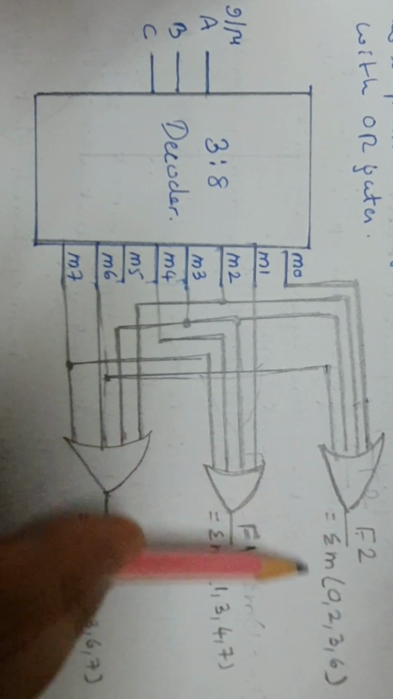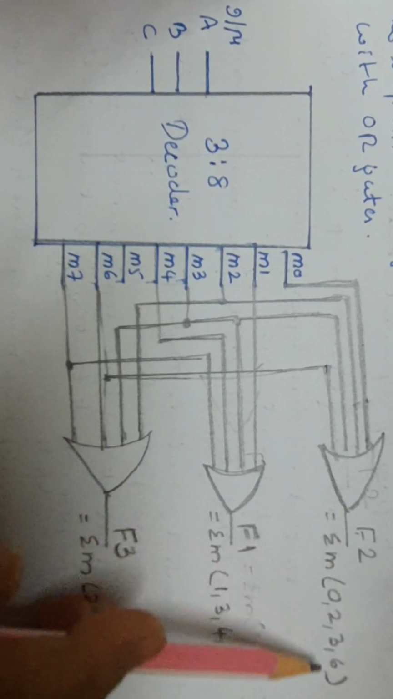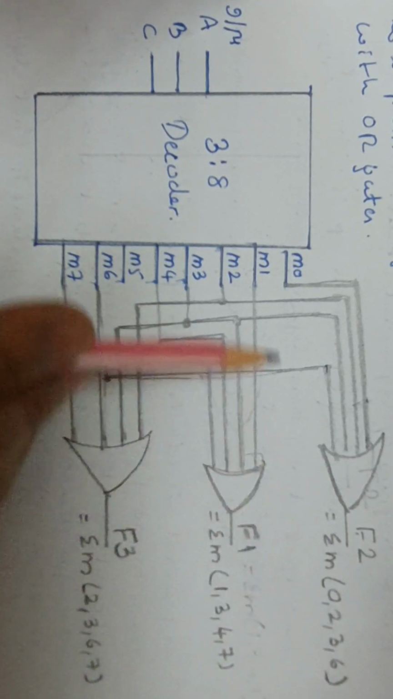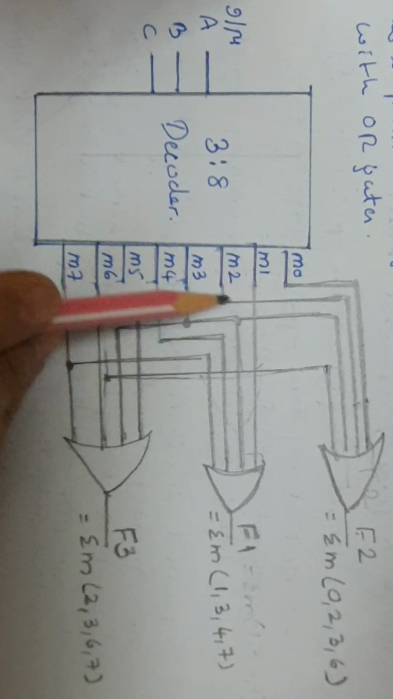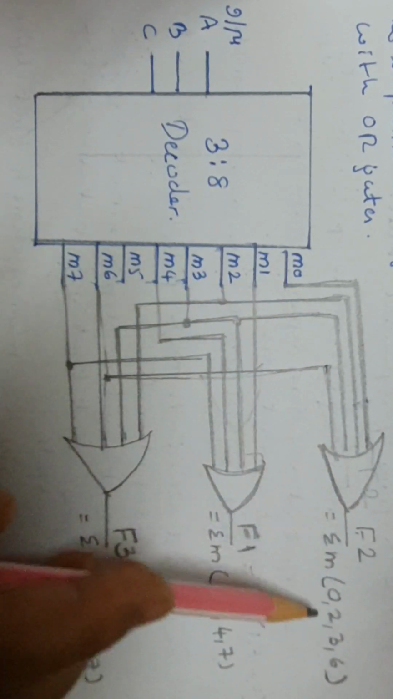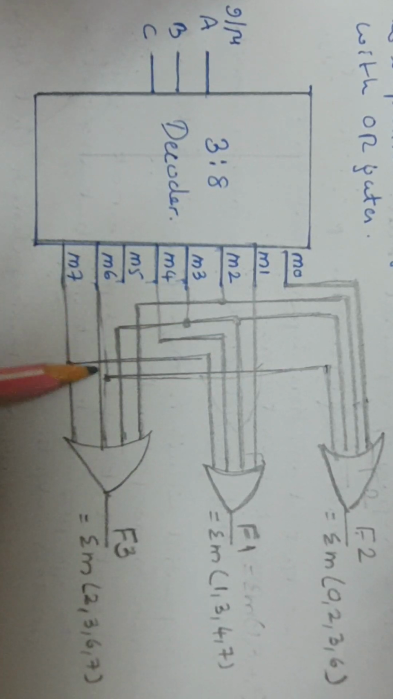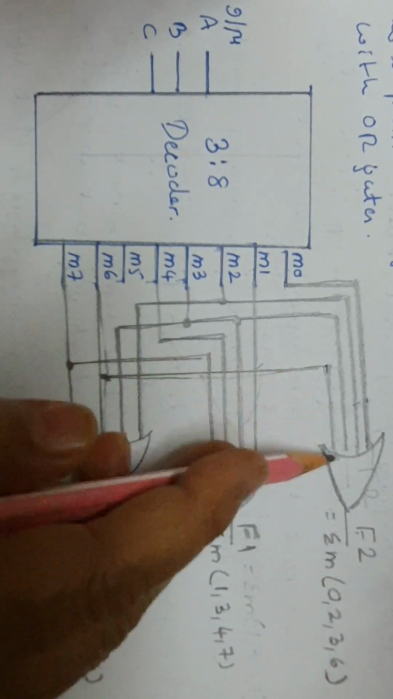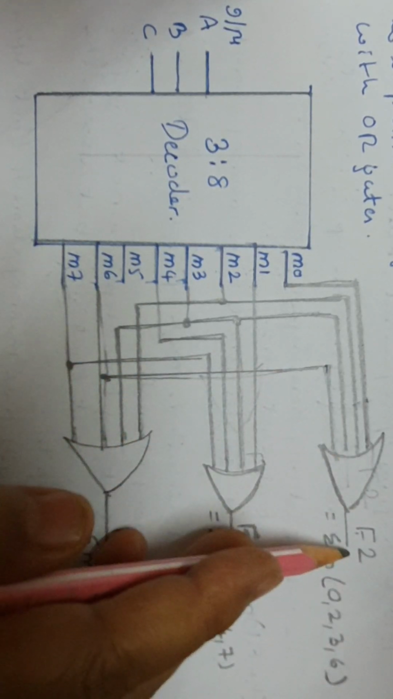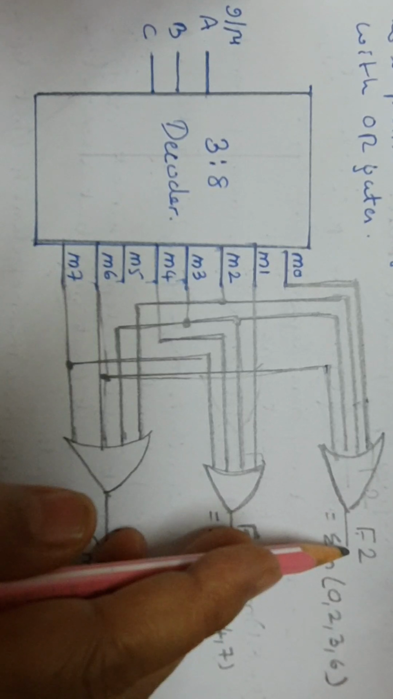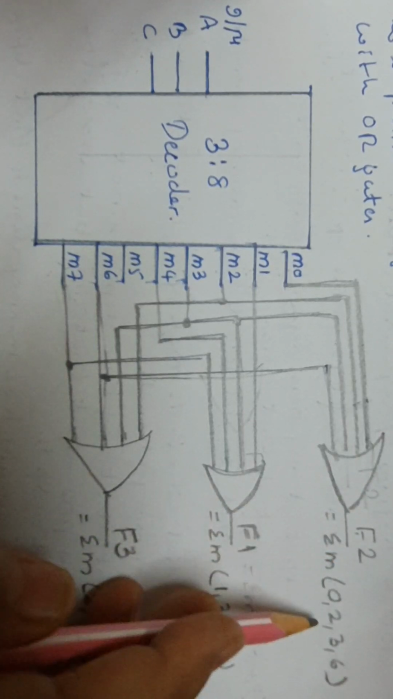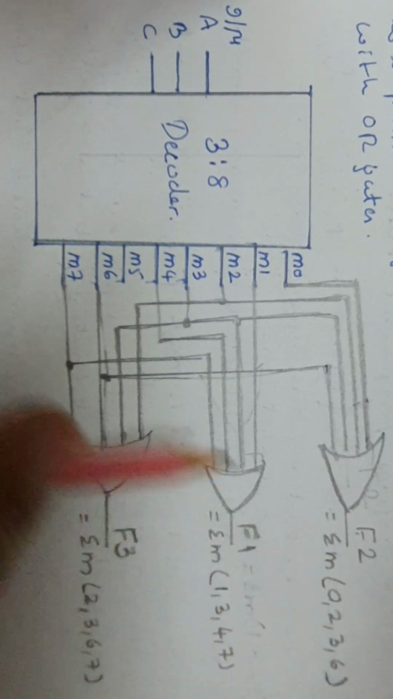Similarly, the given F2 is having minterms 0, 2, 3, 6. So, M0 is present here. M2 is taken. Then M3. Then M6. They are all logically ORed. And that is the implementation of F2 equal to sigma M of 0, 2, 3, 6.